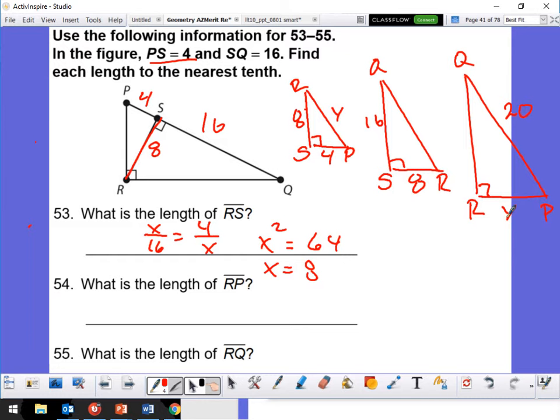I could do the same thing, but I would rather do the Pythagorean theorem because that one's probably one of the most used. So let's do the Pythagorean theorem over here on the small triangle. Now what I'm missing here is the hypotenuse, right? So let's set up that Pythagorean theorem. It should be 4 squared plus 8 squared equals y squared.